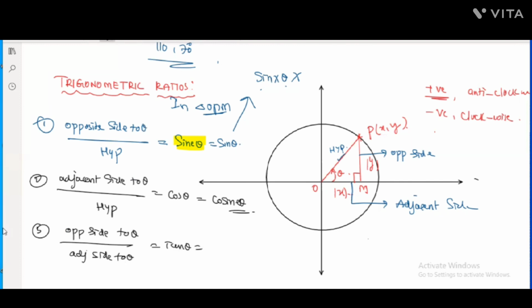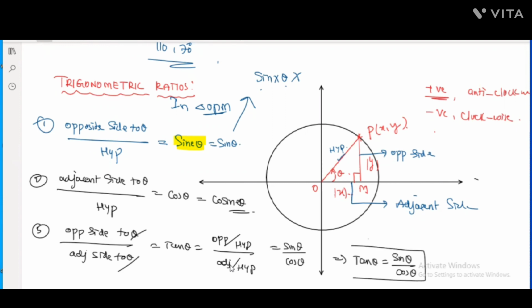If you observe carefully, if I divide the numerator and denominator by the hypotenuse, it becomes opposite side to theta by hypotenuse divided by adjacent side to theta by hypotenuse, which we can write as sine theta by cos theta. That means tan theta is written as sine theta by cos theta. We have to remember this. These three are called the basic trigonometric ratios.